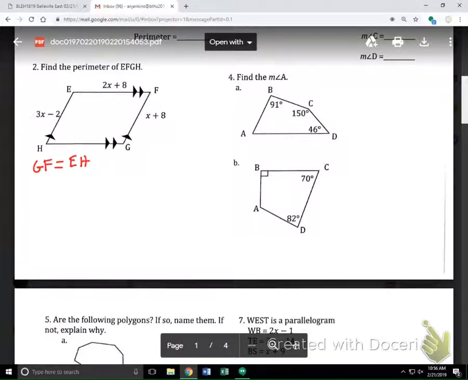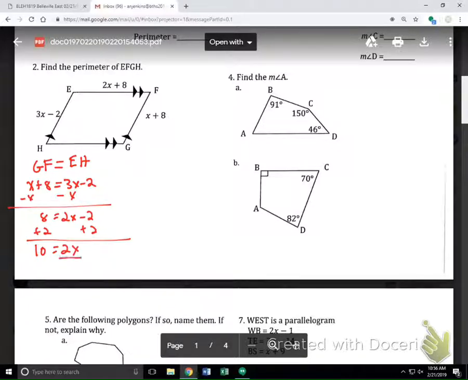So we know that x plus 8 equals 3x minus 2. We're going to subtract over our x. We get 8 equals 2x minus 2. Going to add 2. We end up with 10 equals 2x. We've got to get x by itself. What do I have to do? Divide by 2. x equals 5.